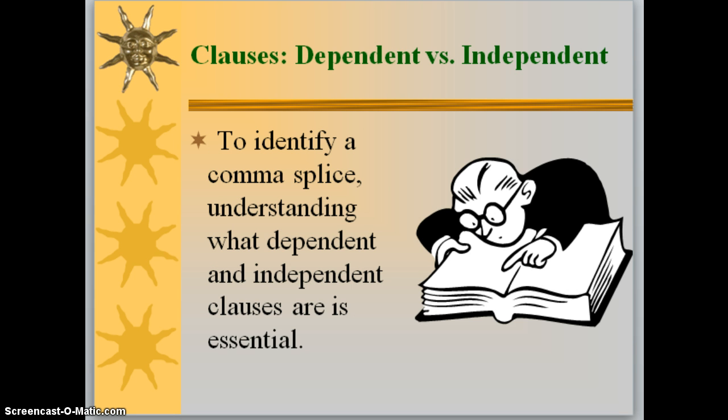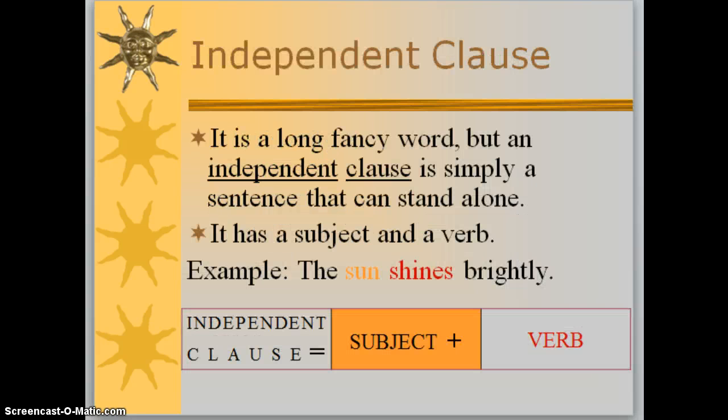To identify a comma splice, understanding what dependent and independent clauses are is essential. Clauses, dependent versus independent. An independent clause is a long, fancy word, but an independent clause is simply a sentence that can stand alone. It has a subject and a verb. Here's an example. The sun shines brightly. Subject, sun. Verb, shines.